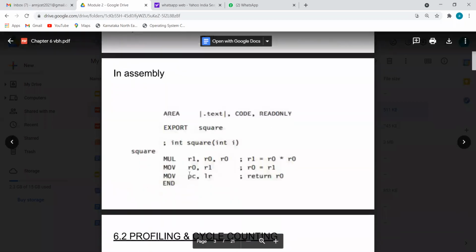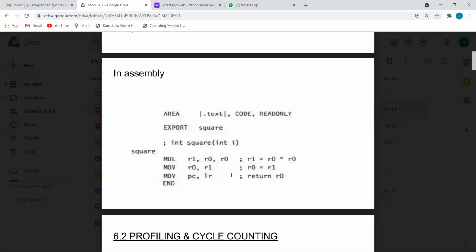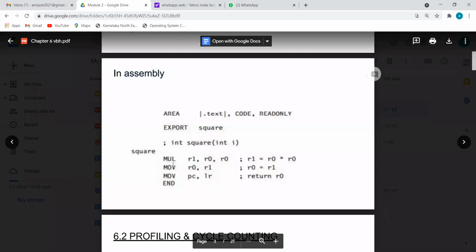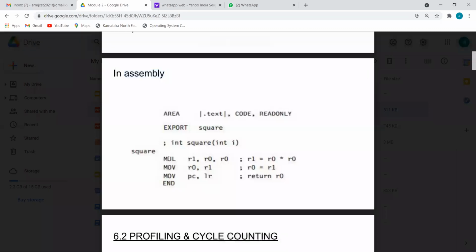But I cannot assume R1 to R25, R36, R88 like that. So I have a limit: R0 to R12 is the last. So we should be very careful with assembly when we are writing. And also I cannot write first and then multiply first here somewhere in the bottom area. No, we have to follow some rules.